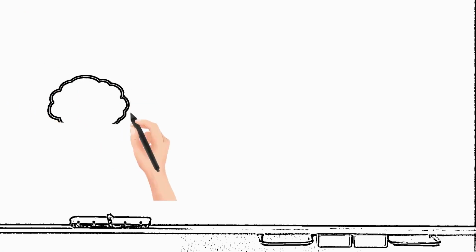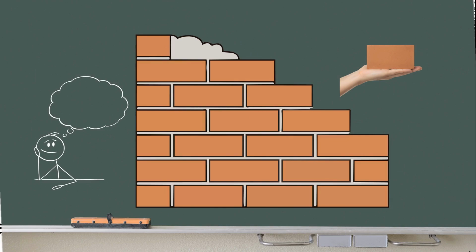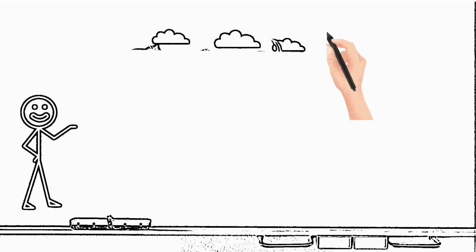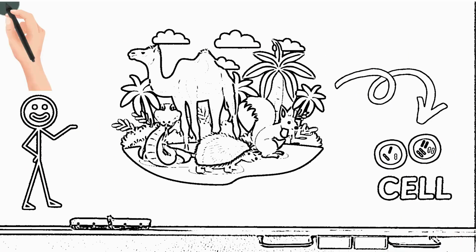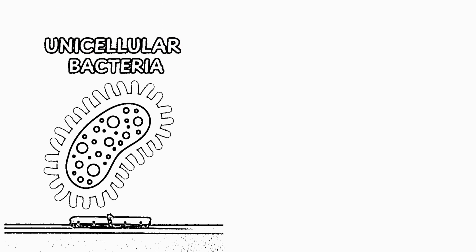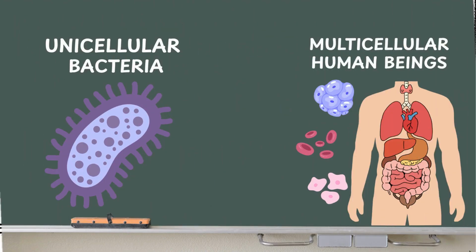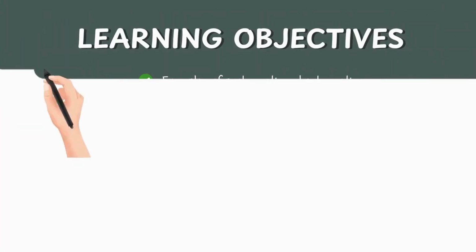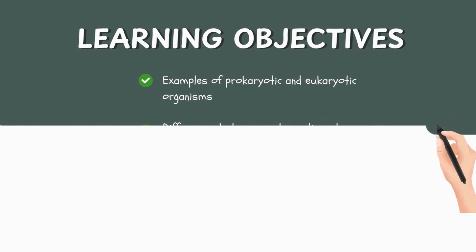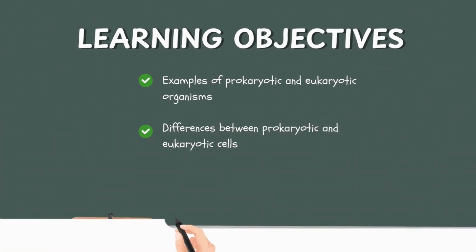Imagine a wall. What is the basic building block of a wall? A single brick. In the same way, the basic building block of all living organisms is the cell. Whether an organism is unicellular, like bacteria, or multicellular, like humans, everything starts with cells. Today, we will learn examples of prokaryotic and eukaryotic organisms and differences between prokaryotic and eukaryotic cells.